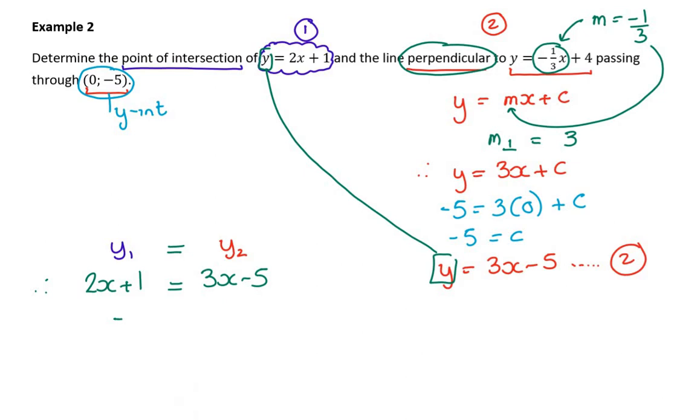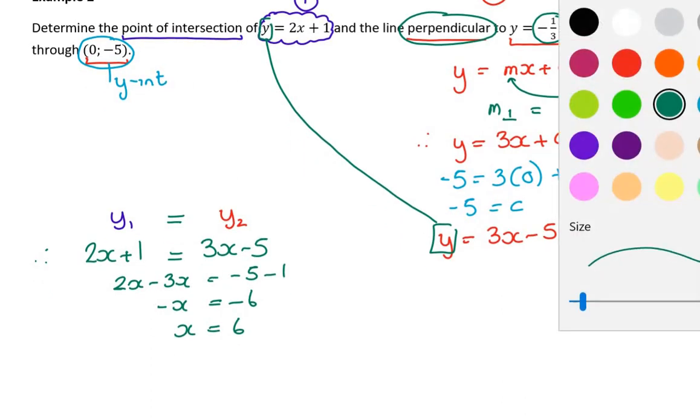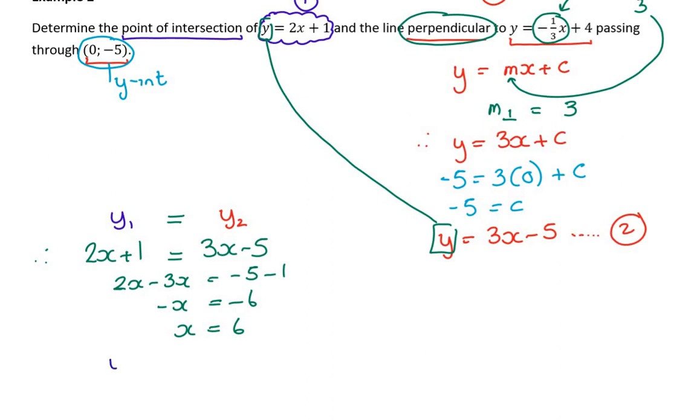So if I bring my 3x over, I get 2x minus 3x equals negative 5 minus 1. So I get negative x equals negative 6, and x equals 6. Now, which equation do I work with to find y? It really doesn't matter, so I'm going to use the first one. So y equals 2 times 6 plus 1, so y equals 13. Therefore, the point of intersection is when x is 6 and y is 13.